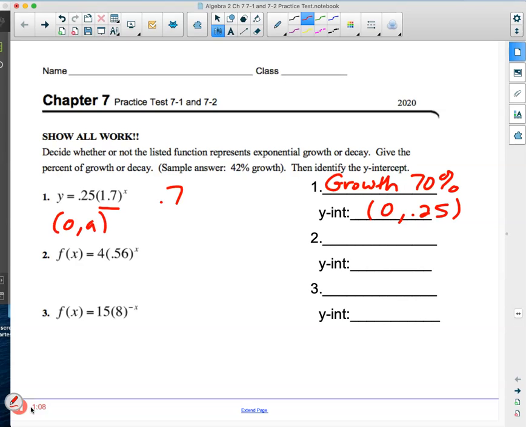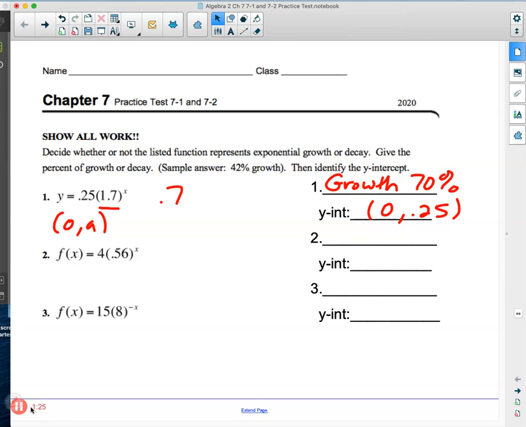So there's not a ton of work that you could show for this one. Mostly the points will come from: did you find that it was growth or decay? Did you have the percentage right? Every once in a while somebody accidentally writes down 0.7. It said put it in percentage.